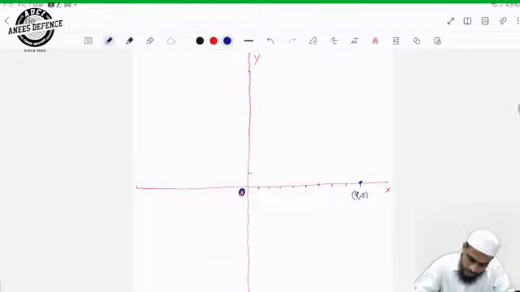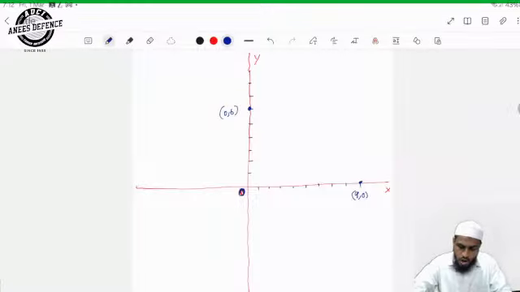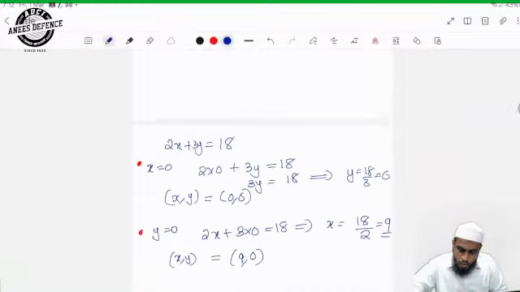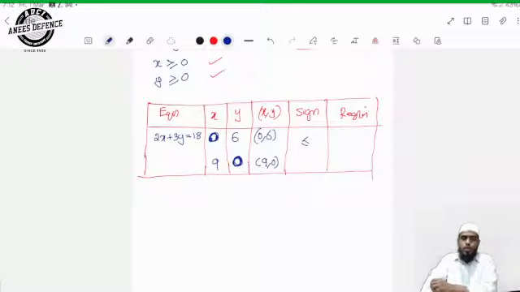Similarly, counting 1, 2, 3, 4, 5, 6 up the y-axis, this is our point of interest, which can be written as 0 comma 6. So our point coordinates are 0 comma 6 and 9 comma 0.